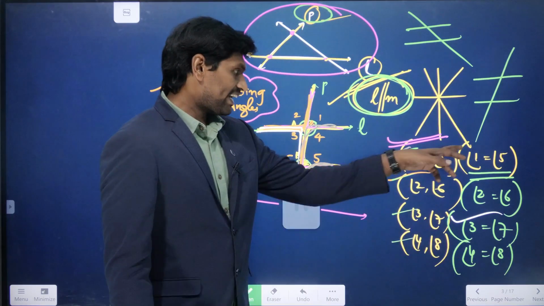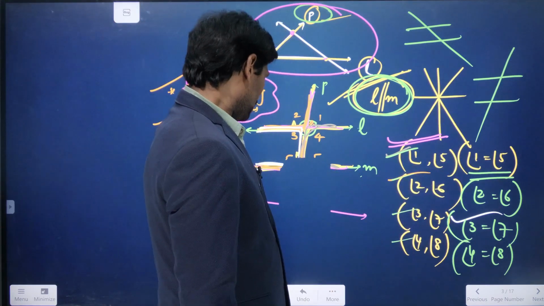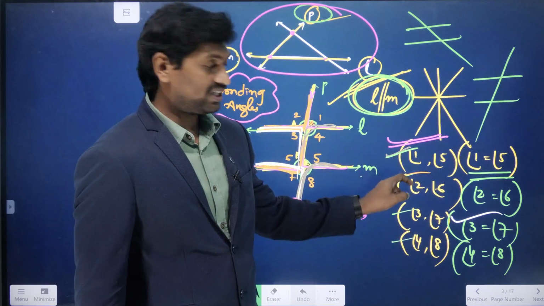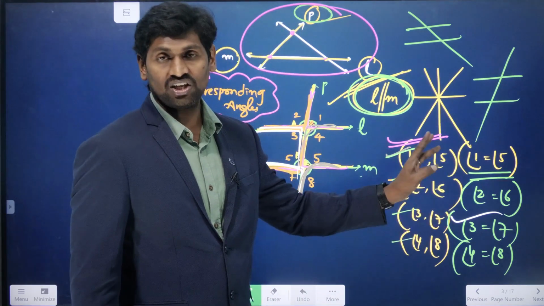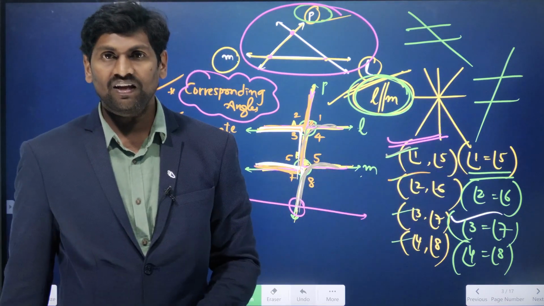But angle 1 and angle 2 are not corresponding angles. They are not equal, because they are not corresponding angles. Corresponding angles means the same shape. Clear?